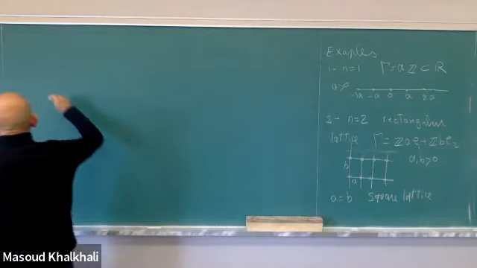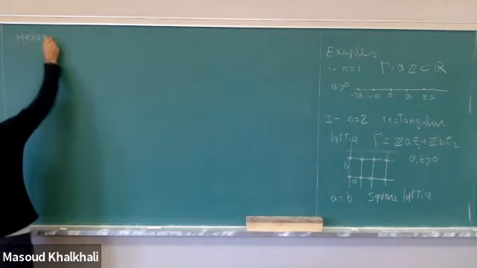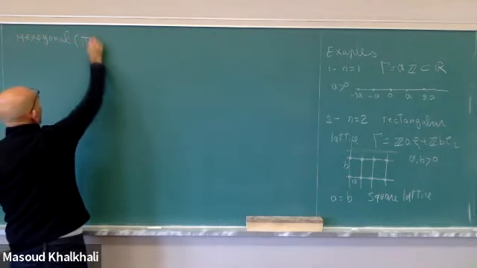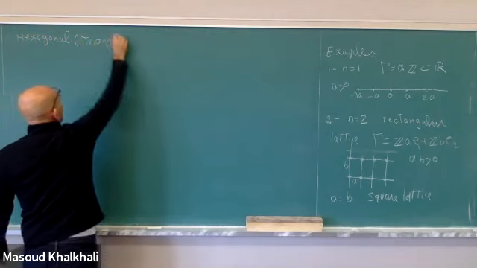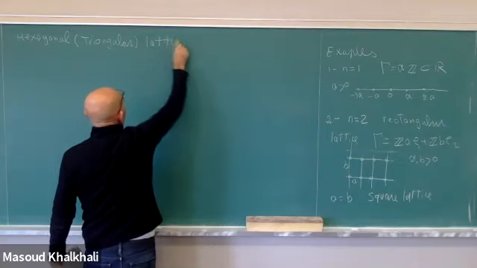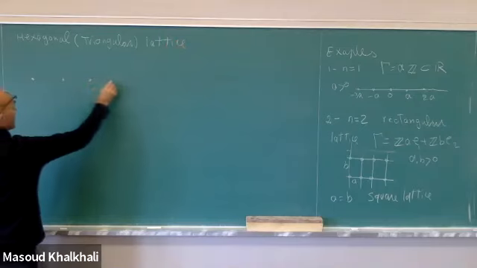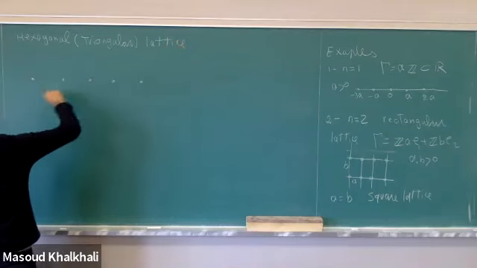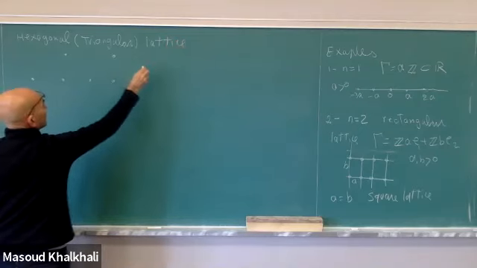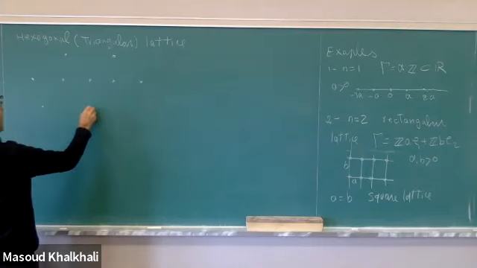Okay, so hexagonal. It's also called triangular lattice. So you can just think like this. Okay, and then just go like that.